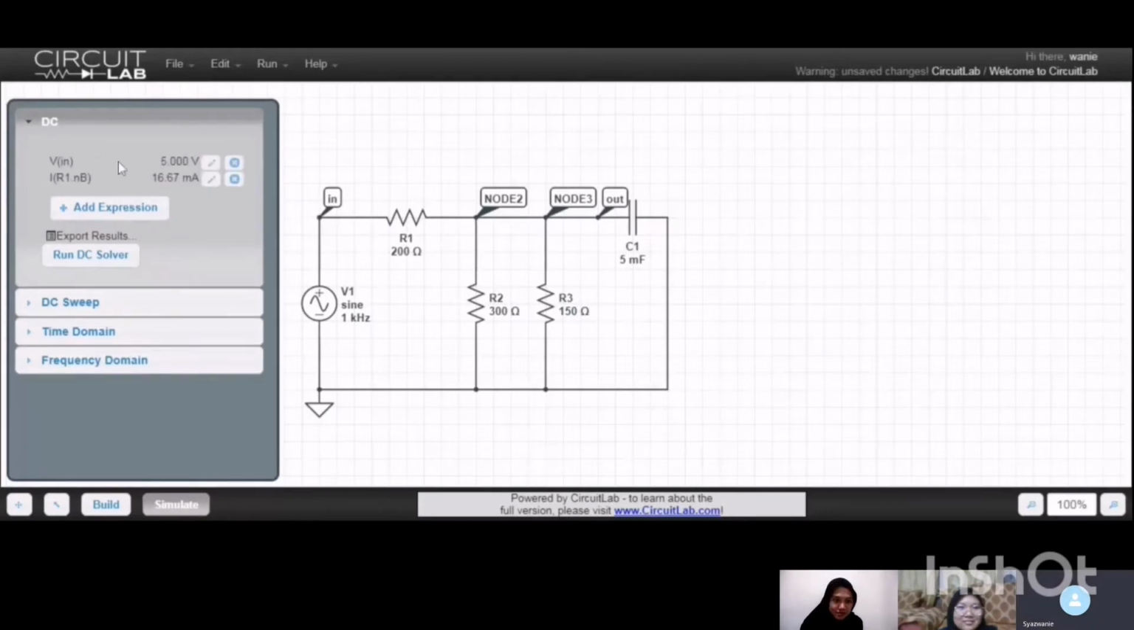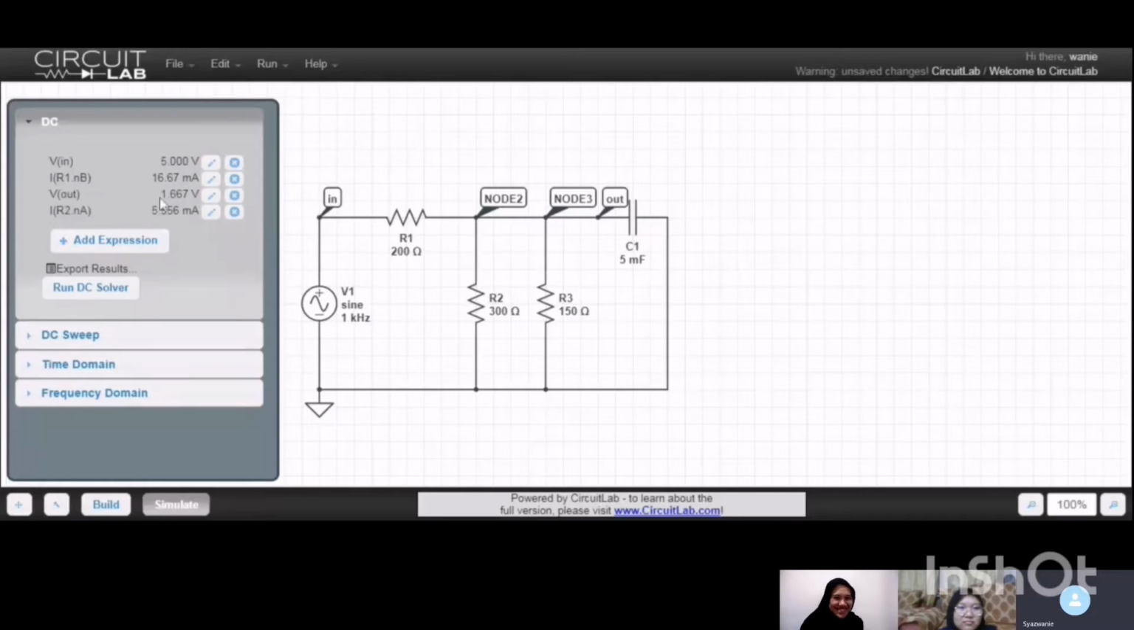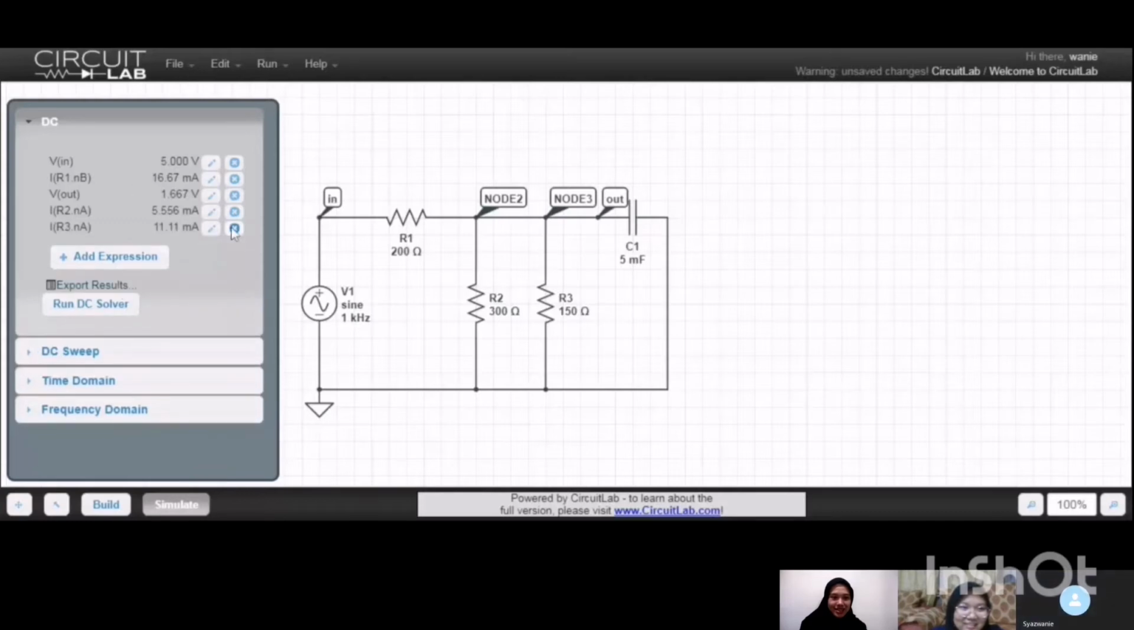So this is the voltage. Then for R1, and then for R2, see this? This is the voltage output and current. And next for resistor number 3, touch it here, then you can see the voltage here. Basically it's the same for R2 and R3.